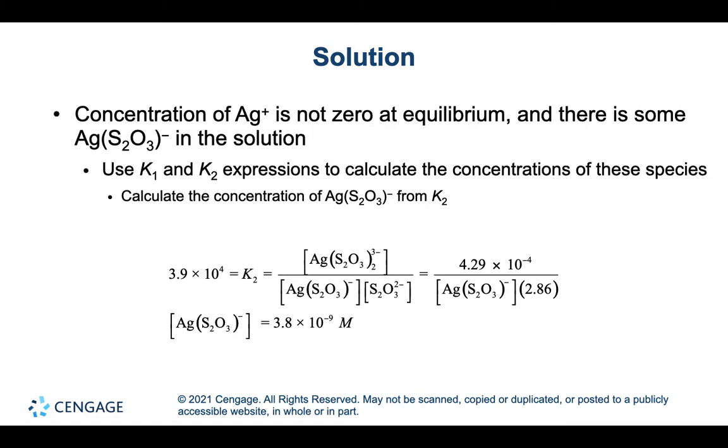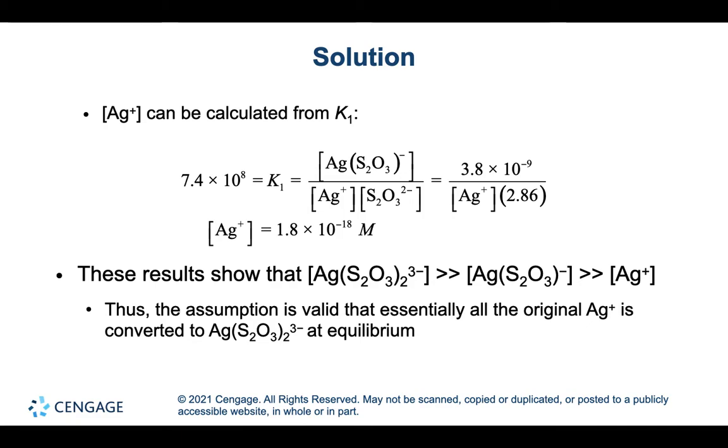And then we put that back in the first K formation constant reaction. Remember, the first K1 was 7.4 times 10 to the 8th. We put our 3.8 times 10^-9 number in for that, and the S2O3 2- number 2.86 for that, and we use that to solve for the silver ion, and the silver ion, which is virtually 0, is in fact 1.8 times 10^-18. So it's not in fact 0, it's just close to 0.